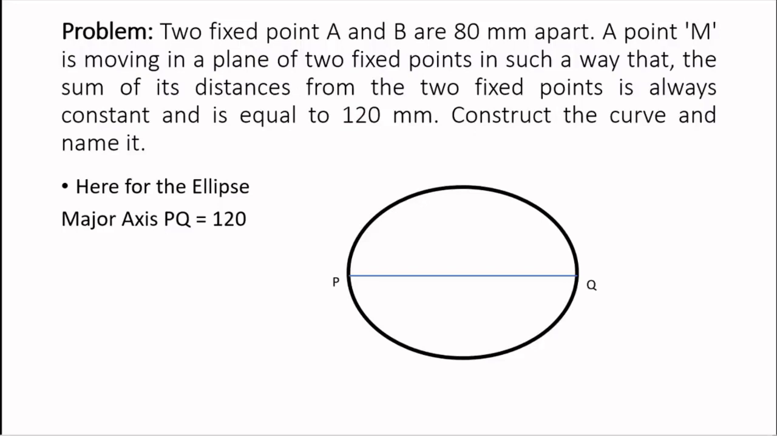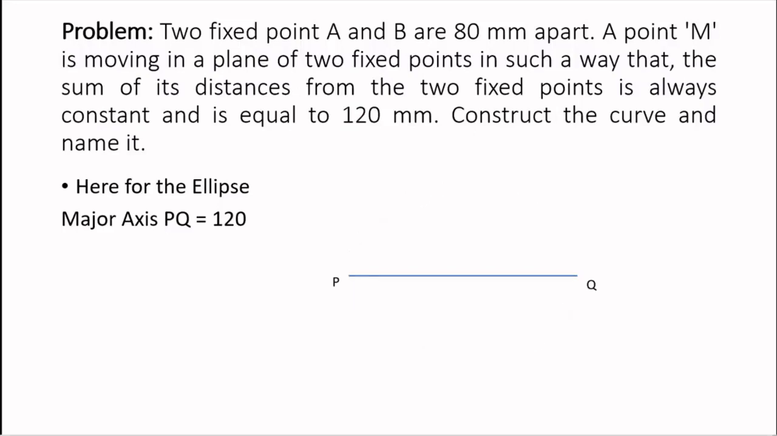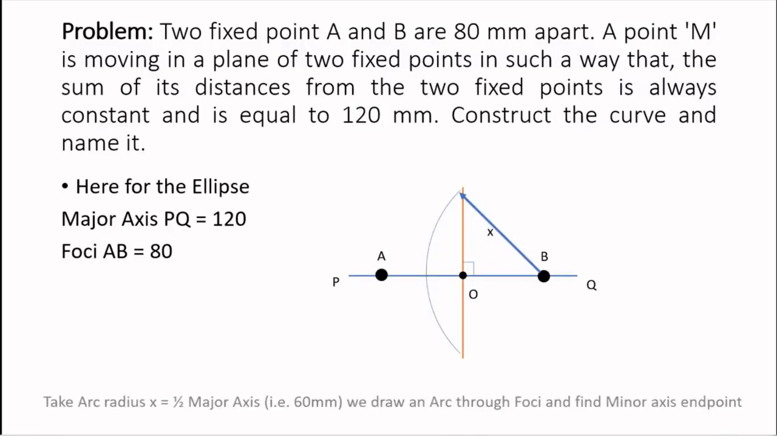We can start by drawing the major axis. We'll find the foci which would be symmetrically arranged on the major axis about the midpoint O. We'll be constructing a perpendicular bisector and we'll assume a radius that is half the major axis, and we'll draw an arc through the foci and find its intersection with the perpendicular bisector.